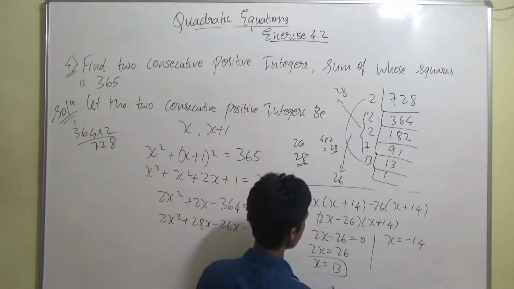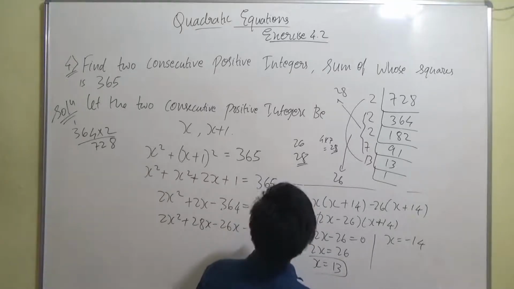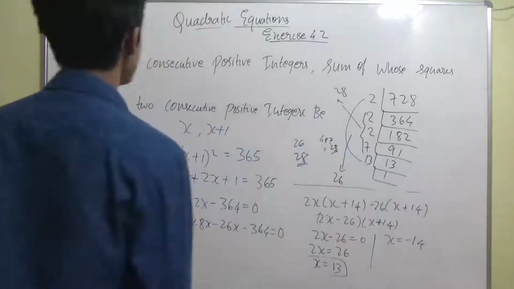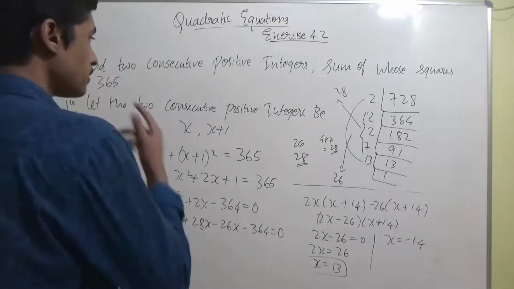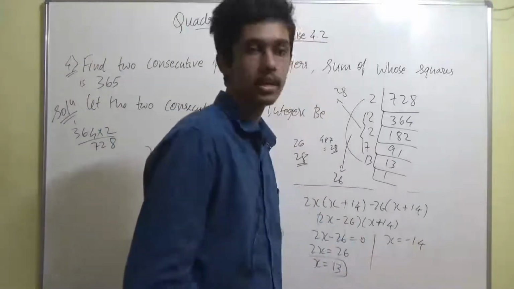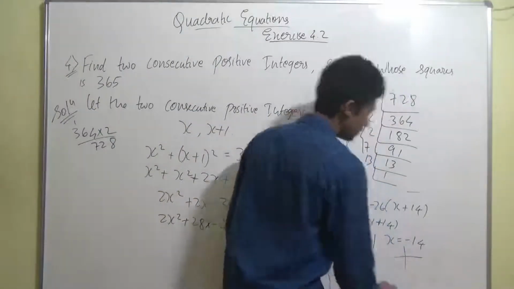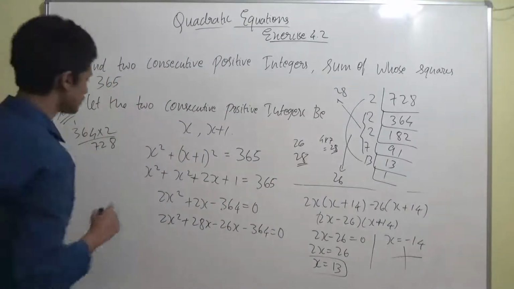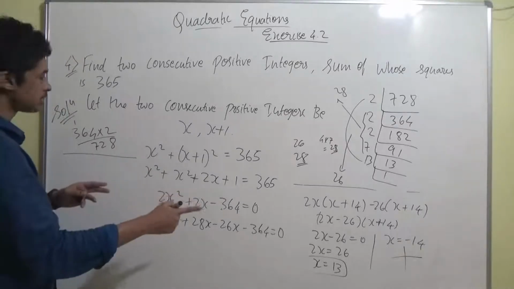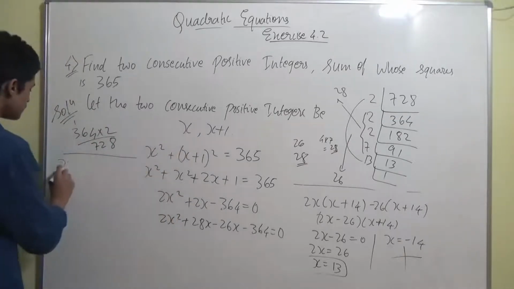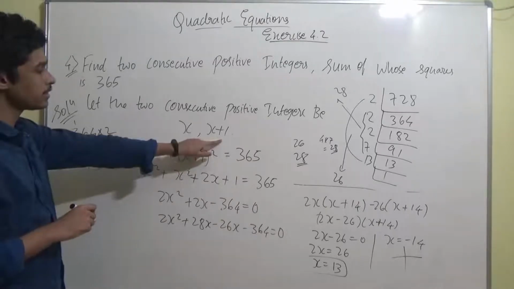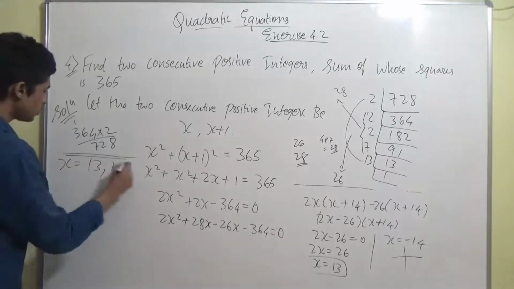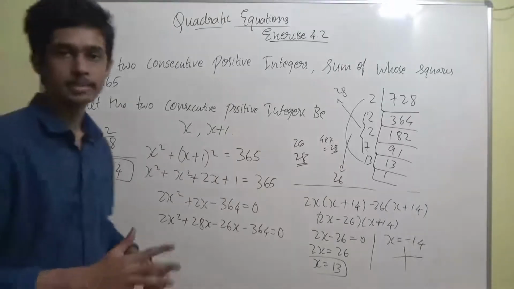Okay guys, done. Whose sum of squares is 365. Okay guys, positive integers. Here we have got a negative integer, right? X value as we have got minus 14. So we are going to eliminate this answer. We have to just consider x equal to 13. They said find two positive integers. So we got 13, which we had assumed as x. And the second consecutive positive integer is x plus 1, which means 13 plus 1, which is 14. So these two are the positive integers, guys. That's it, as simple as that.